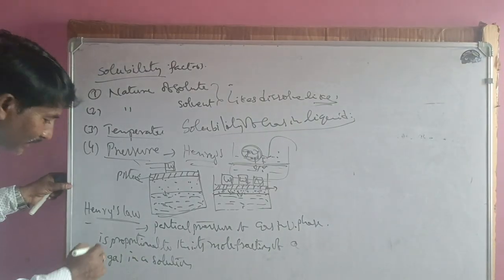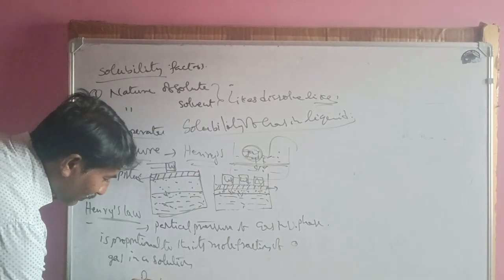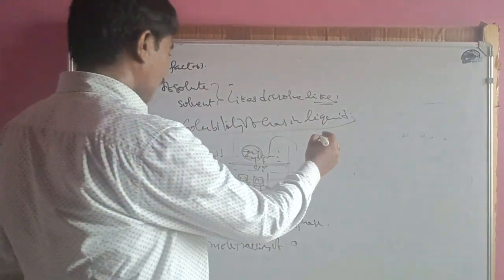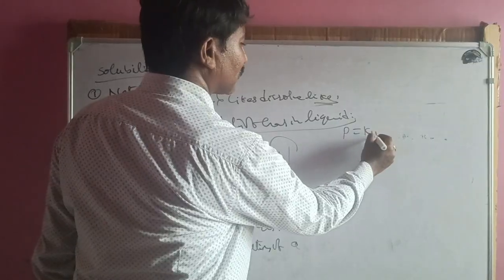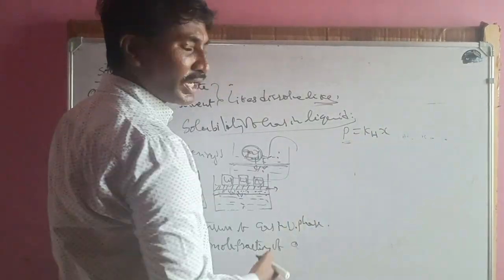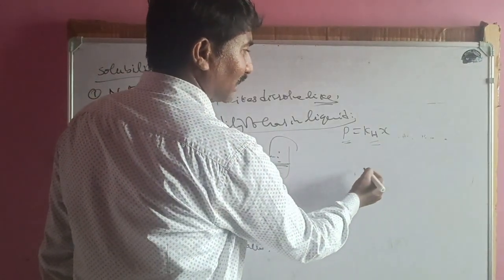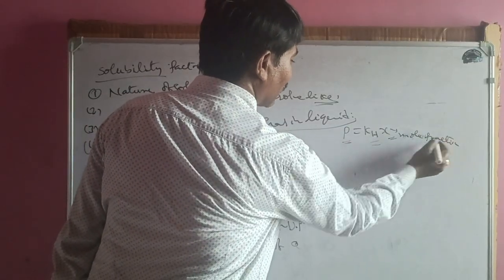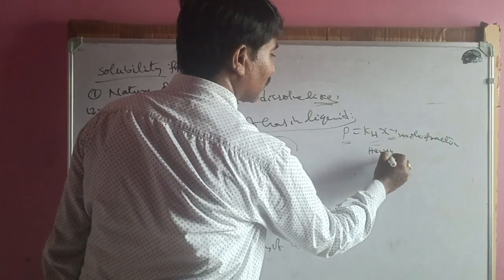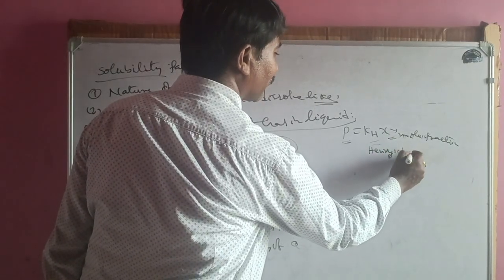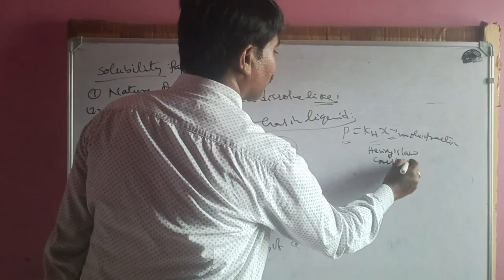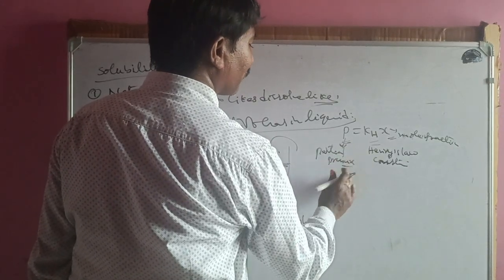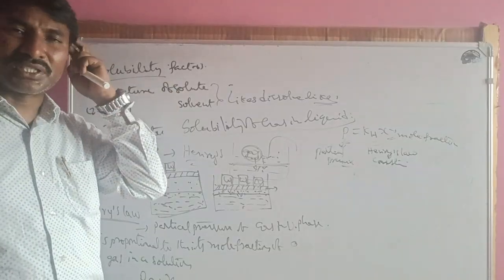It can be expressed mathematically: P is directly proportional to X, so P = KH × X. Here P is the partial pressure of the gas, KH is the Henry's law constant, and X is the mole fraction. So this is the mathematical expression of Henry's law.